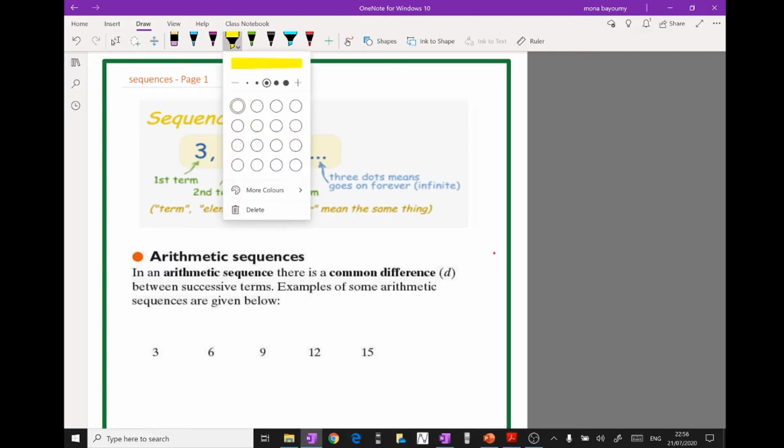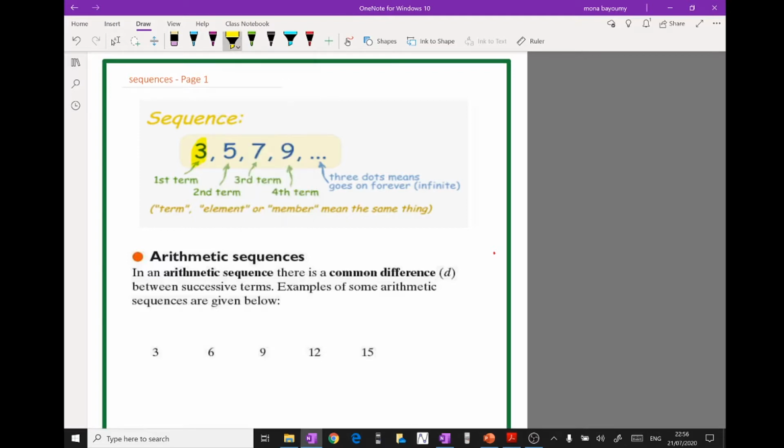Here we have 3 and 5, then 7, 9, and so on. 3 is called the first term, 5 is called the second term, 7 is called the third term, and 9 is the fourth term, and so on. These terms sometimes are called elements or members.